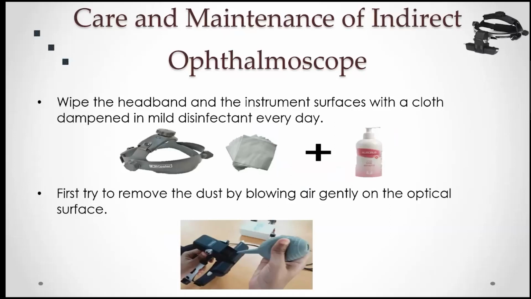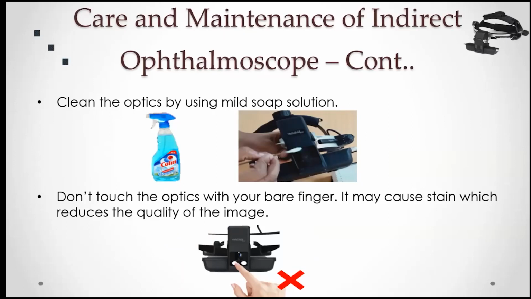For cleaning the optics, try to remove the dust first by blowing air gently on the optical surface. Then clean the optics using a mild soap solution, or, as the professor has said, RO water or distilled water. If there is any stain even after cleaning with these solutions, then you can use 70% or 60% isopropyl alcohol. Never use spirit, rubbing alcohol or acetone to clean the optics. Acetone is good for glass lenses, but if you are not sure whether the optics are made of glass or plastic, then just avoid acetone. You can prefer these kinds of solutions.